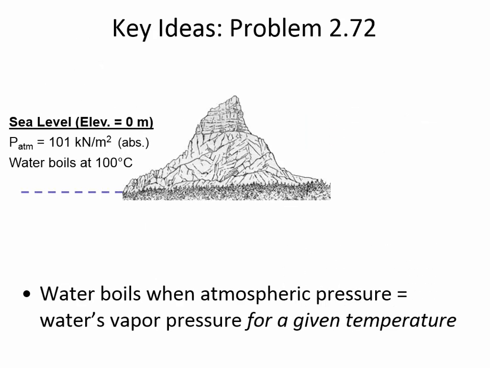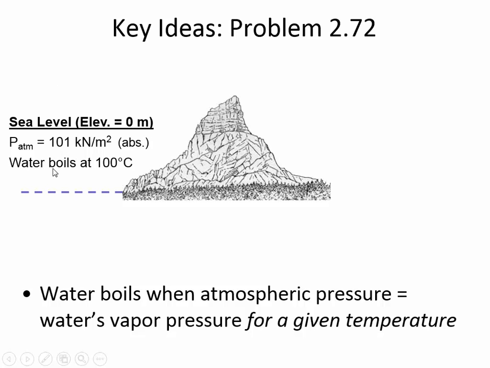Okay, here's the other one I wanted to talk about. Problem 272. This picture is not from the problem. This is just a picture I found online to illustrate the point. In this problem they're trying to find out what happens as a function of elevation. And so here's what we know about sea level. Sea level has an elevation of 0 meters.